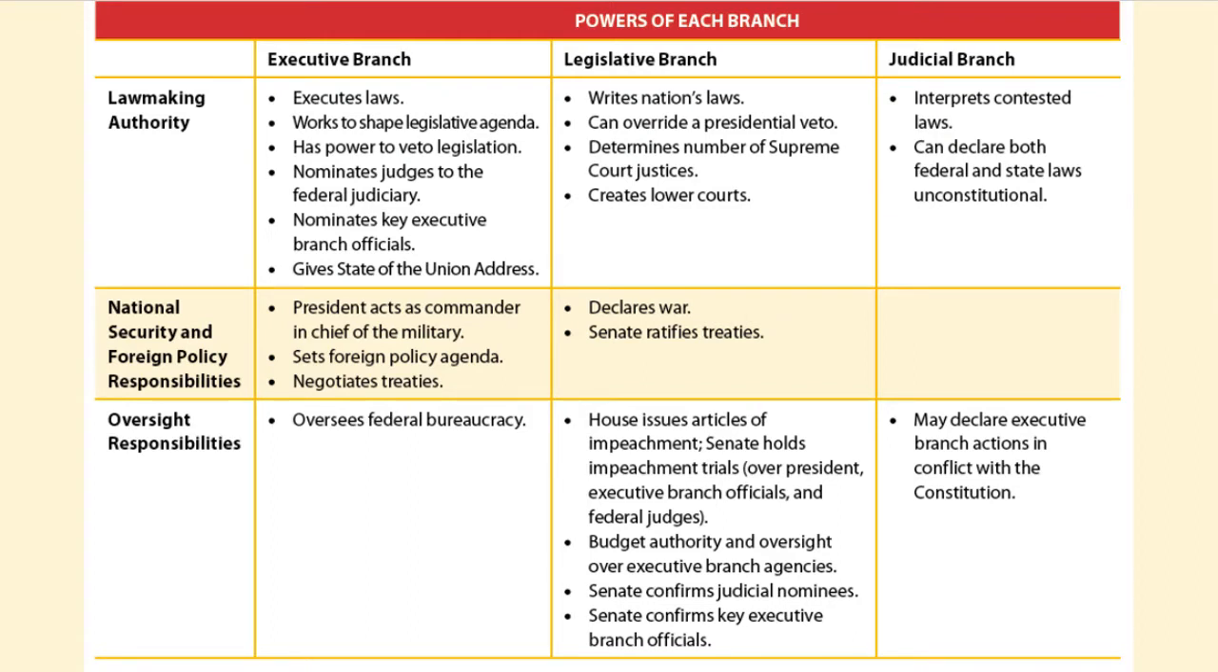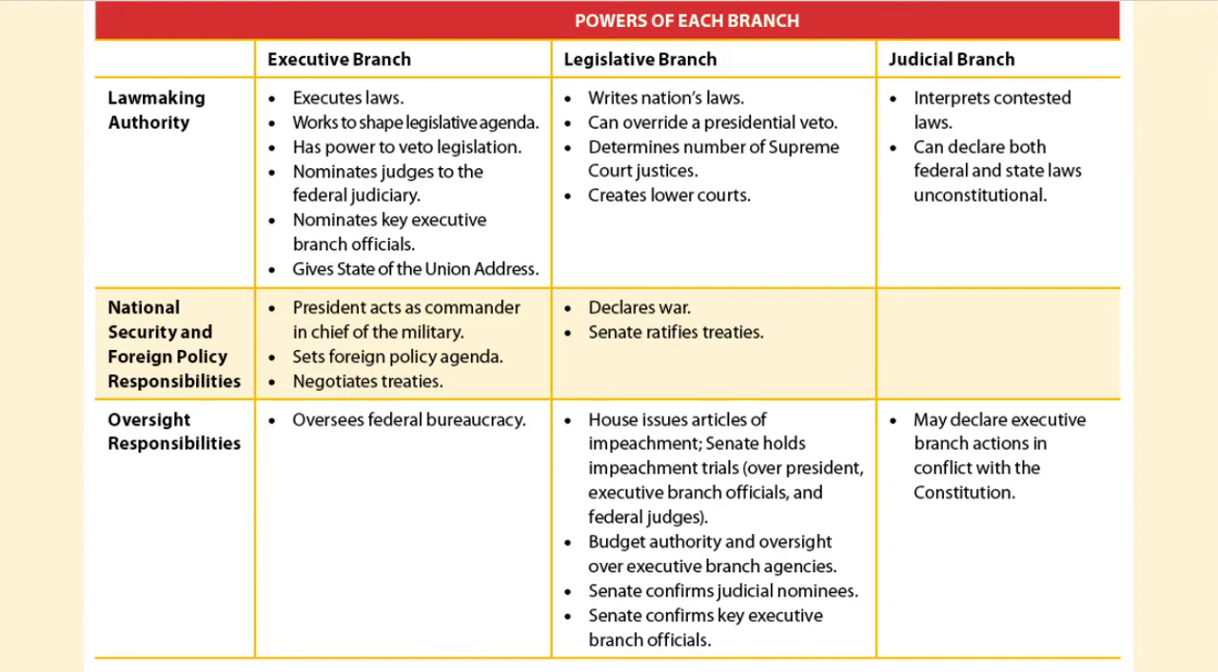They work to shape the legislative agenda. A lot of times the president can make speeches and kind of signal to Congress, here's what I want you guys to do. The president also has the power to veto legislation, and veto means to reject. And we'll talk more about that later. They can also nominate judges to the federal judiciary. That means they can pick people to be on the Supreme Court. They can also nominate key executive branch officials.